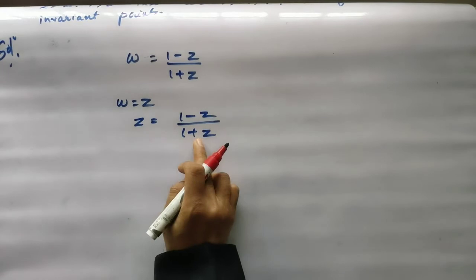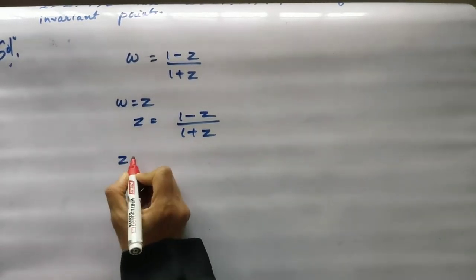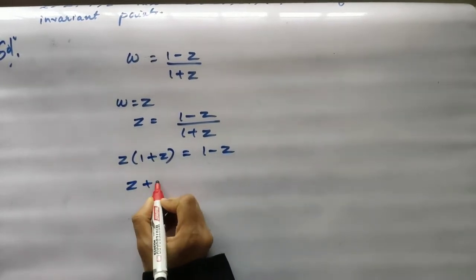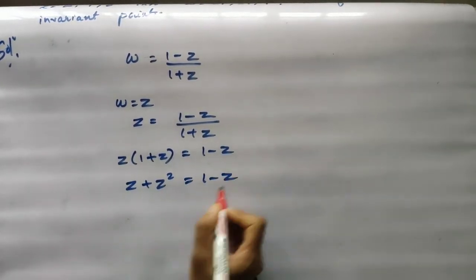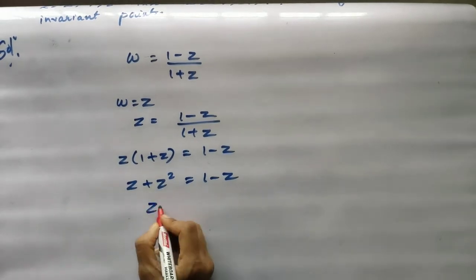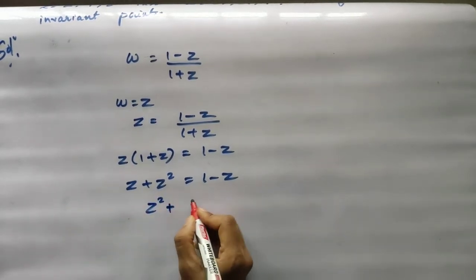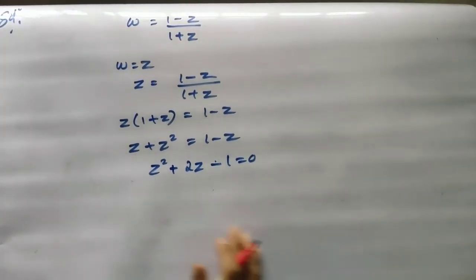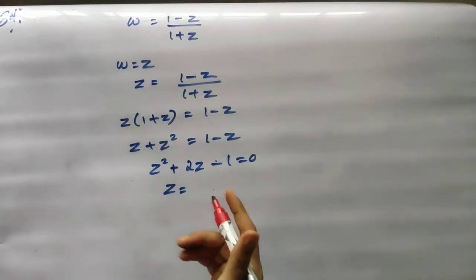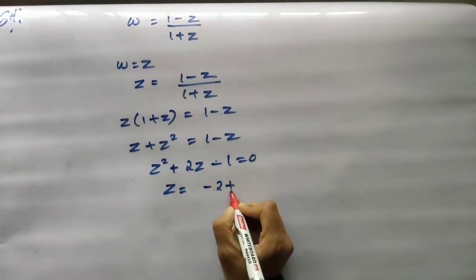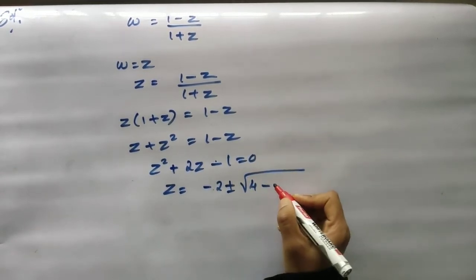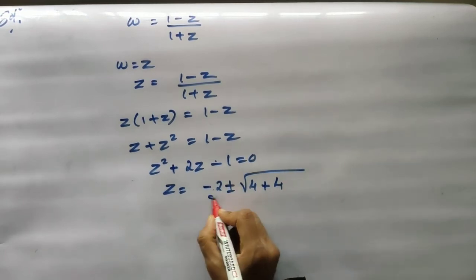Take this bracket to the left hand side. You will have Z into (1 plus Z) is equal to 1 minus Z. Z plus Z square is equal to 1 minus Z. Get all the terms to one side. Z square plus 2Z minus 1 is equal to 0 you will get. Now you have to work for Z. This equation looks like a quadratic equation in terms of Z. Work for Z, it is minus 2 plus or minus root of 4 plus 4, divided by 2.